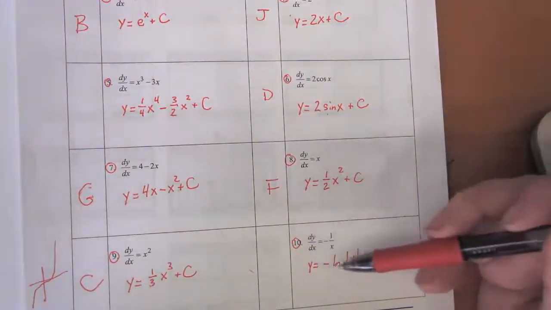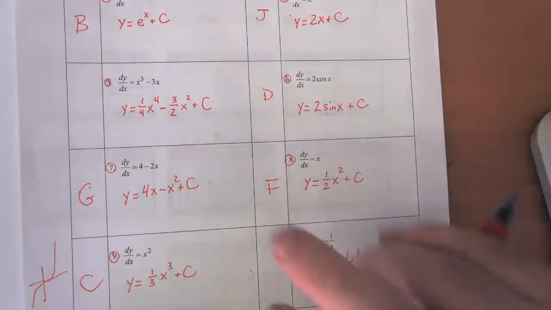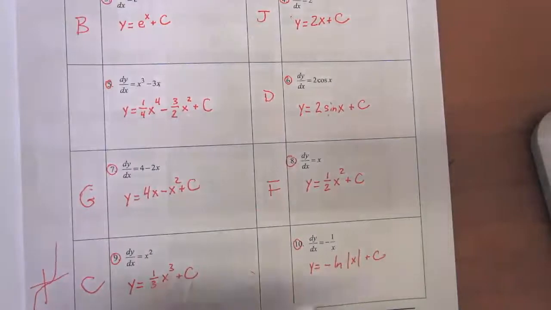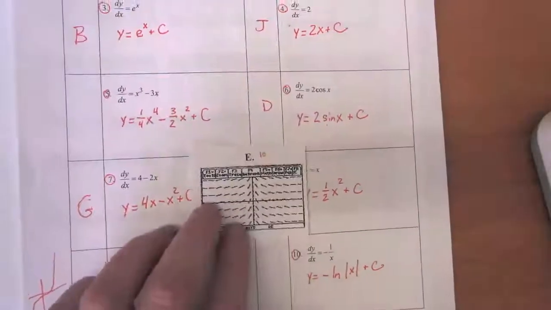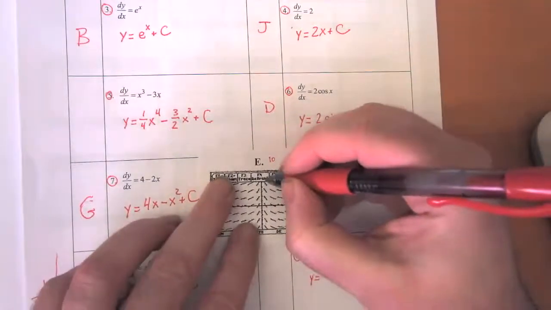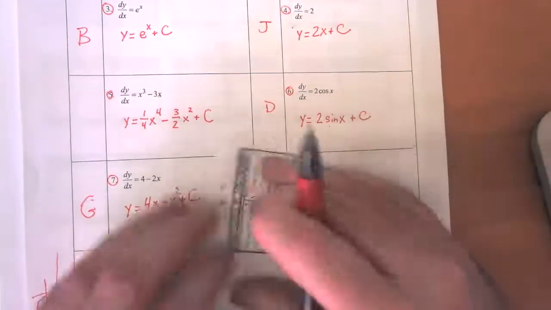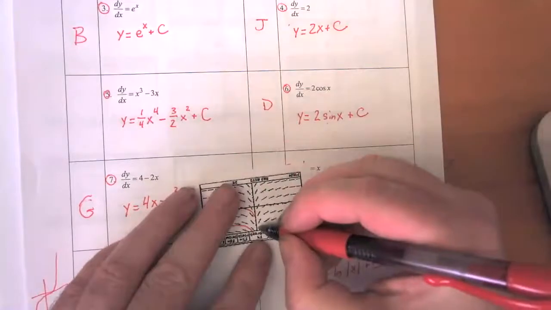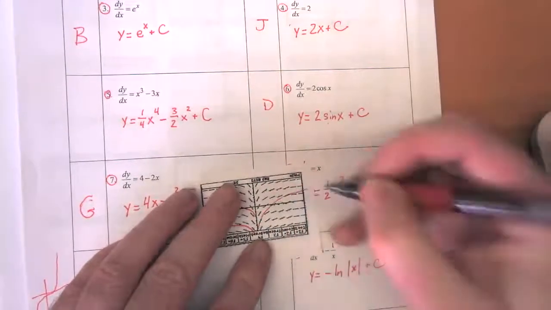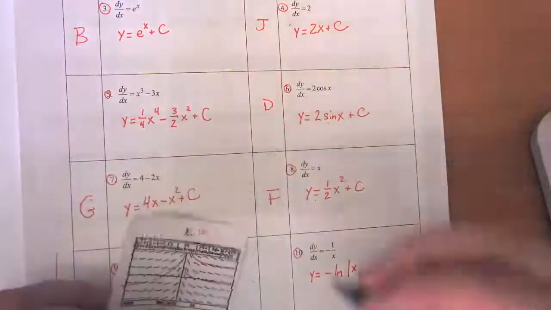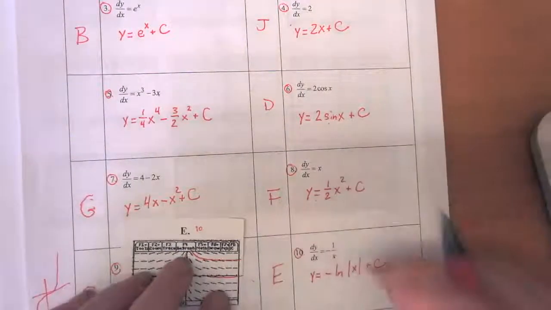Which one of these would look like a logarithmic function except flipped top to bottom? And that looks like 10. So we can see, if I flip it upside down, this is exactly what a logarithmic function looks like. So that is E for number 10.